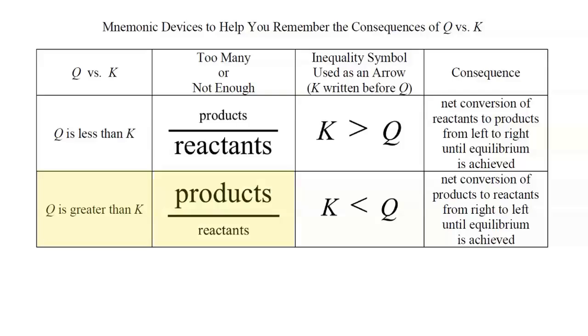Same with that inequality symbol. If K is written before Q, and if Q is greater than K, then the inequality symbol points as an arrow that there should be a net conversion from products to reactants, or from right to left, until equilibrium is achieved and Q is equal to K.